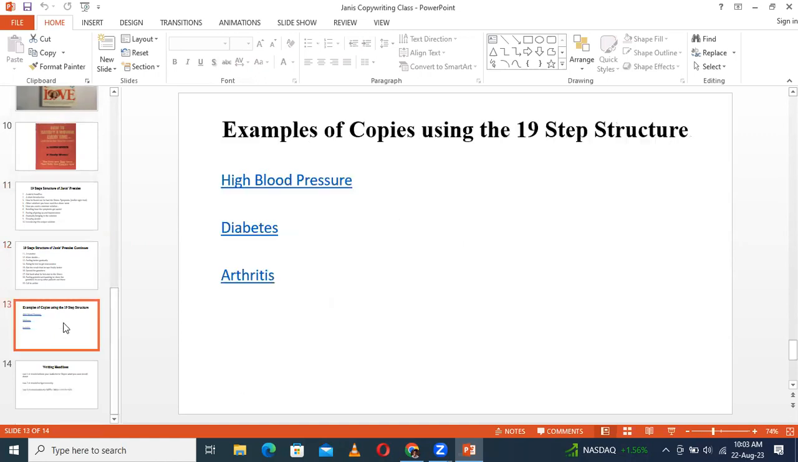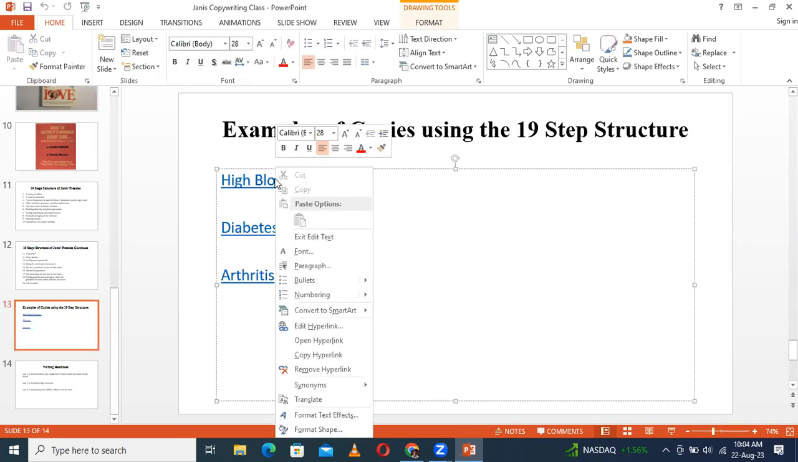This is the second page: examples of copies that I've written and that have worked well. I'm going to show you some examples. Just like we did yesterday with examples on high blood pressure, diabetes, and arthritis, the three conditions, we're also going to do the same thing today. Do you understand? So now let us proceed.